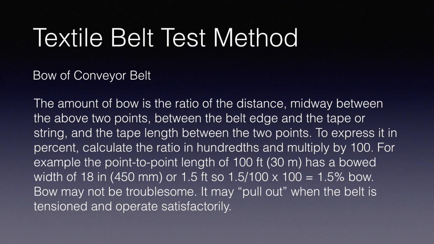The amount of bow is the ratio of the distance, midway between the above 2 points, between the belt edge and the tape or string, and the tape length between the 2 points. To express it in percent, calculate the ratio in hundredths and multiply by 100. For example, the point-to-point length of 100 feet, 30 m, has a bow width of 18 in, 450 mm or 1.5 feet, so 1.5/100 × 100 equals 1.5% bow. Bow may not be troublesome. It may pull out when the belt is tensioned and operate satisfactorily.